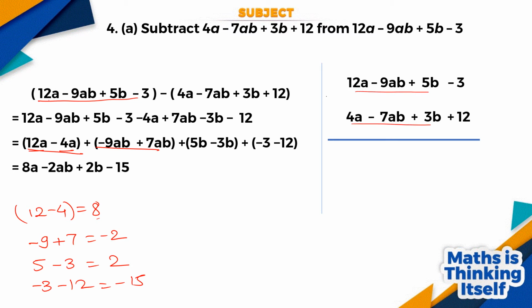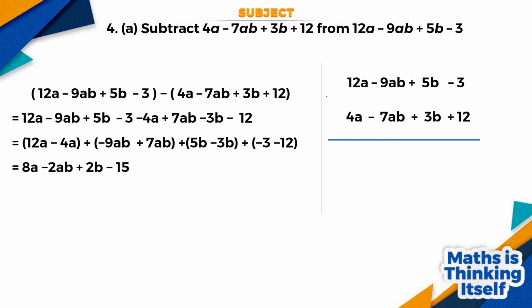So now put the negative sign there, the subtraction sign. Now the subtraction sign is there, so plus becomes minus, minus becomes plus, plus becomes minus, and plus becomes minus. Now 12a minus 4a, you get 8a.